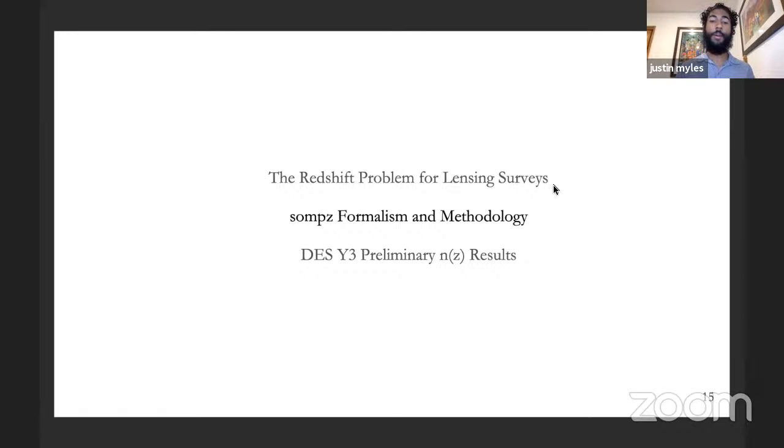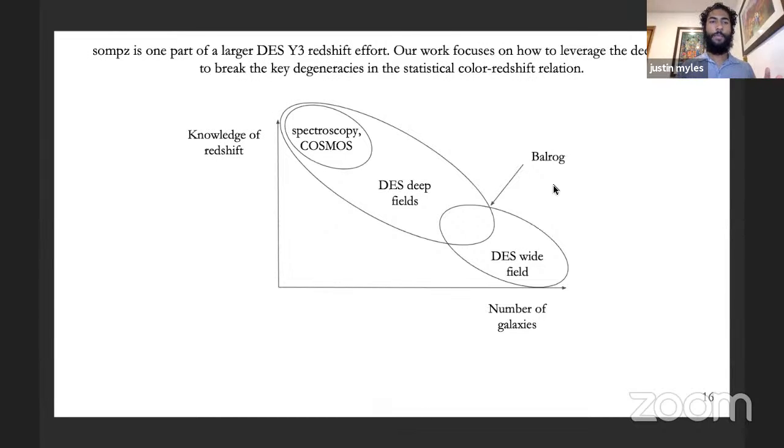Now I'm going to be talking about our method and how we think that we're addressing the key problem of redshift distributions. We call our method SOMPZ because we use self-organizing maps, or SOMs, to help facilitate this. This diagram illustrates our approach. It's a Venn diagram, and this Venn diagram has axes. The x-axis here represents the number of galaxies in a particular survey, and the y-axis represents our knowledge of redshift for any galaxy in that sample.